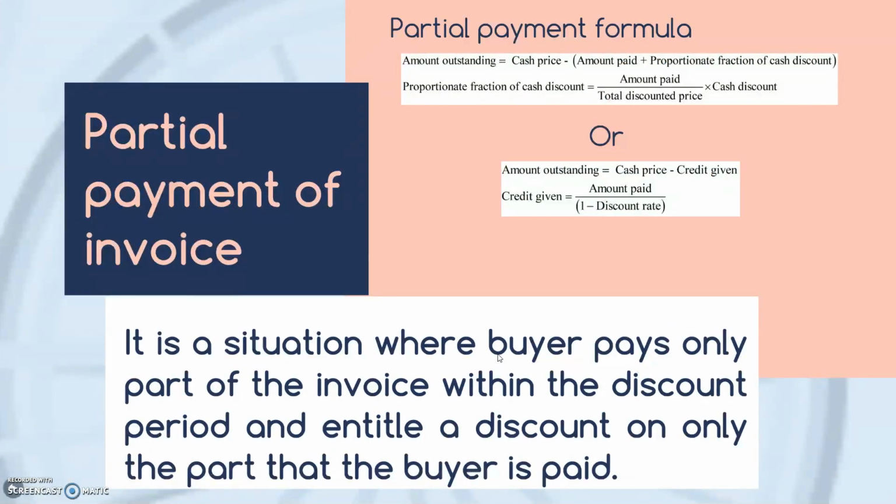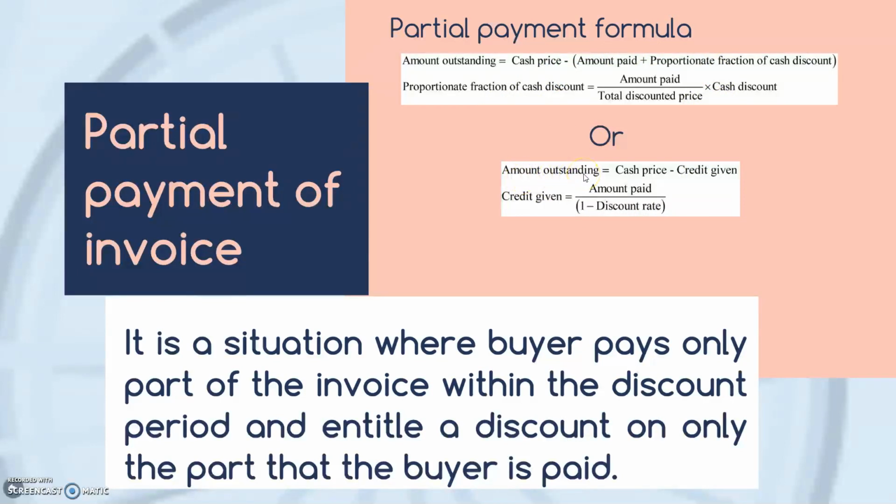Now let's talk about partial payment. For the partial payment, it is simply a calculation. A partial payment is a situation where the buyer pays only part of the invoice within the discount period. So when he pays part of it, he is also entitled to part of the discount, not all. So how to calculate it? Amount outstanding equals cash price minus the amount paid plus the proportionate fraction of cash discount. How to calculate this proportionate fraction of cash discount? By using this formula. We are going to discuss it more in the example, or it is a lot simpler if you use this.